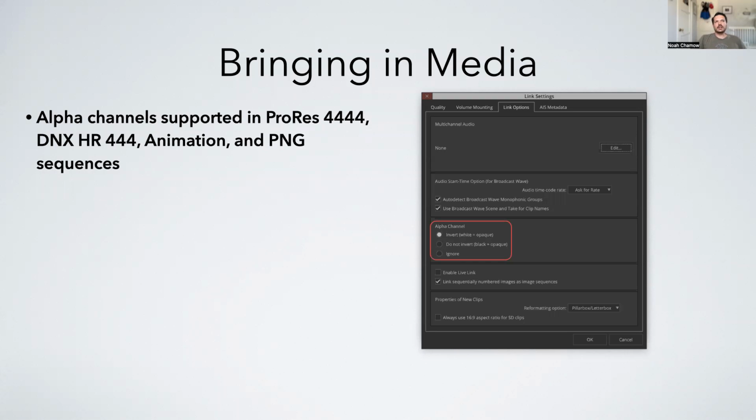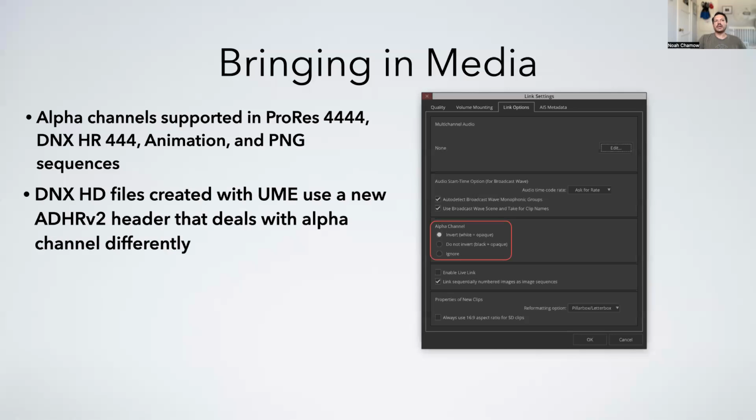But you might notice that DNxHD is missing from this list. DNxHD is in an interesting situation because, as I understand it, when Avid was forced to move away from QuickTime, they had to change the header, which is basically just information about what's in a file. They had to change the header on DNxHD files to be compatible without QuickTime. And so they came up with a new header. I would assume they did because it's their format. It's used by UME, and it's called an ADHR v2 header. I only know that because they mention it in some of their documentation.